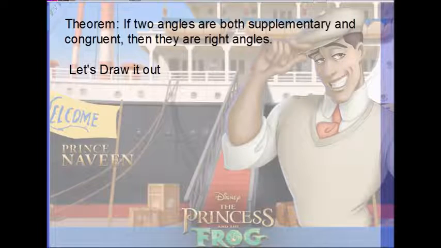Okay, so for our first theorem, if two angles are both supplementary and congruent, then they're right angles. Well, let's draw it out and see what happens here.